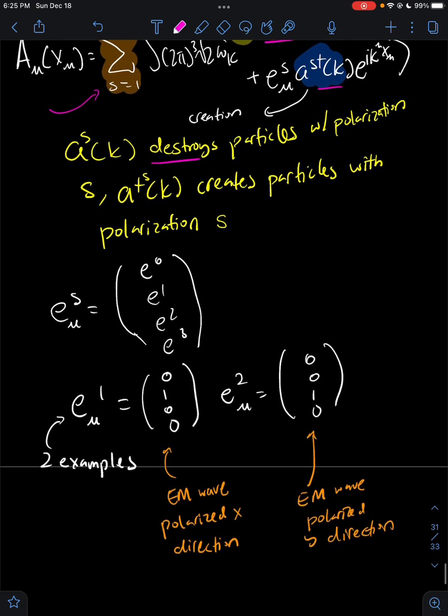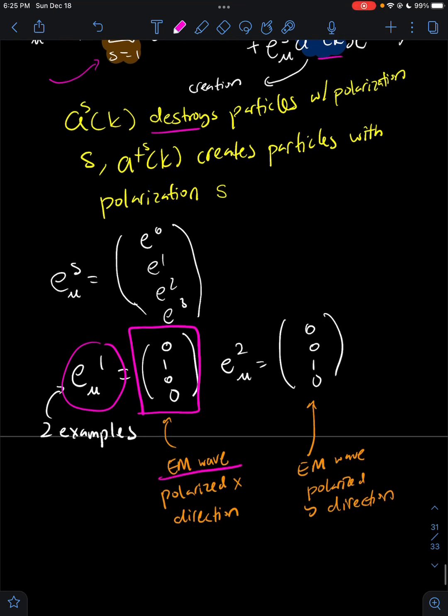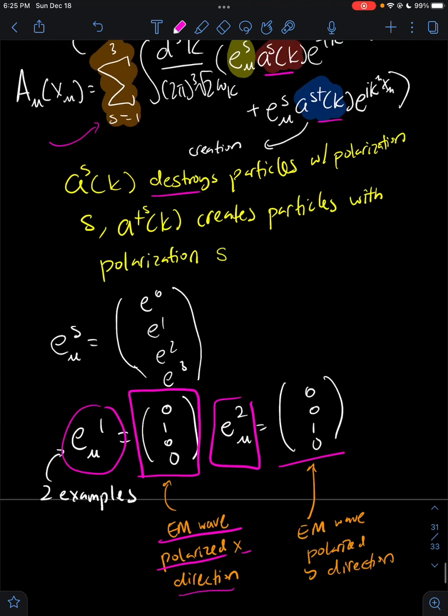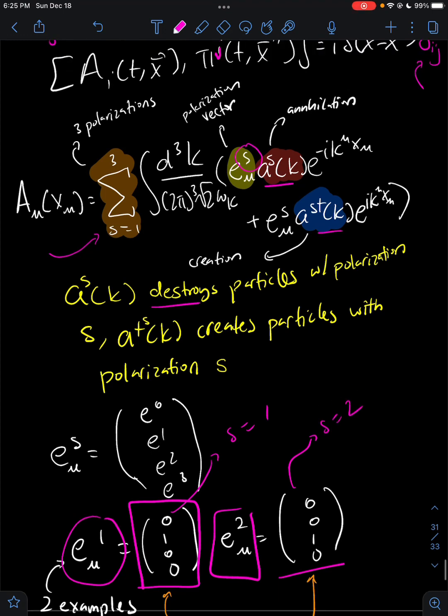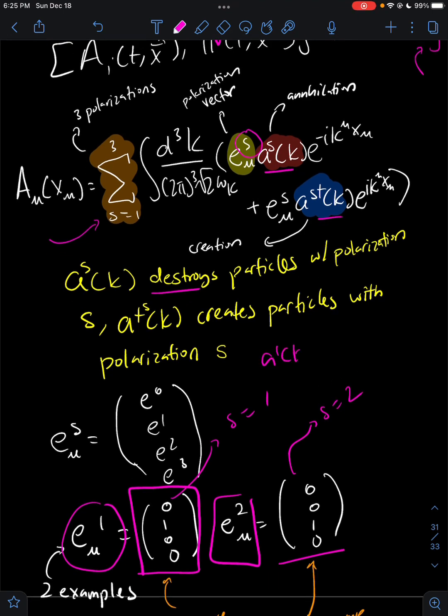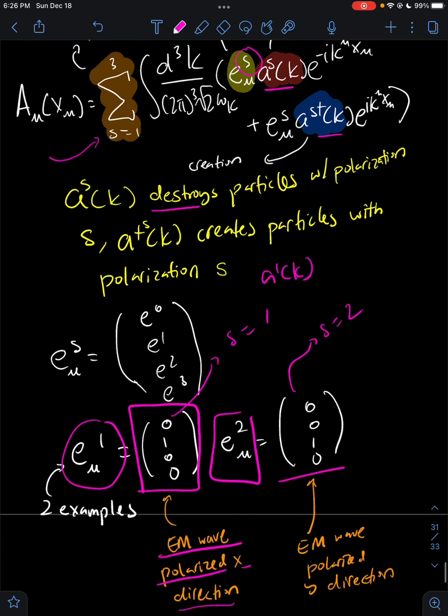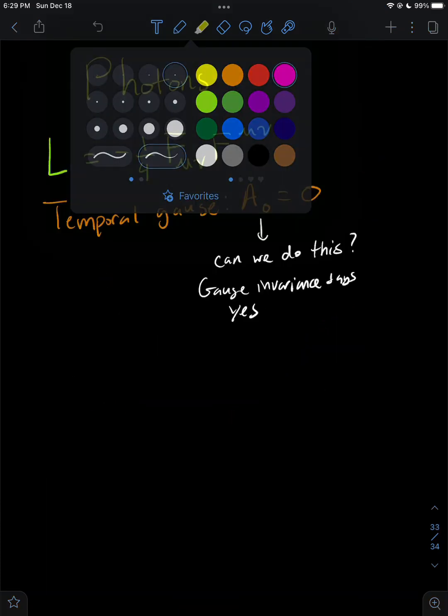So for epsilon 1, we could have this state over here. It represents an EM wave polarized in the x direction. For epsilon 2, we can have an EM wave polarized in the y direction. So that's what this s is supposed to represent. Here is s equals 1. Here would be s equals 2. So A1 of k will destroy a particle that's polarized in this state.